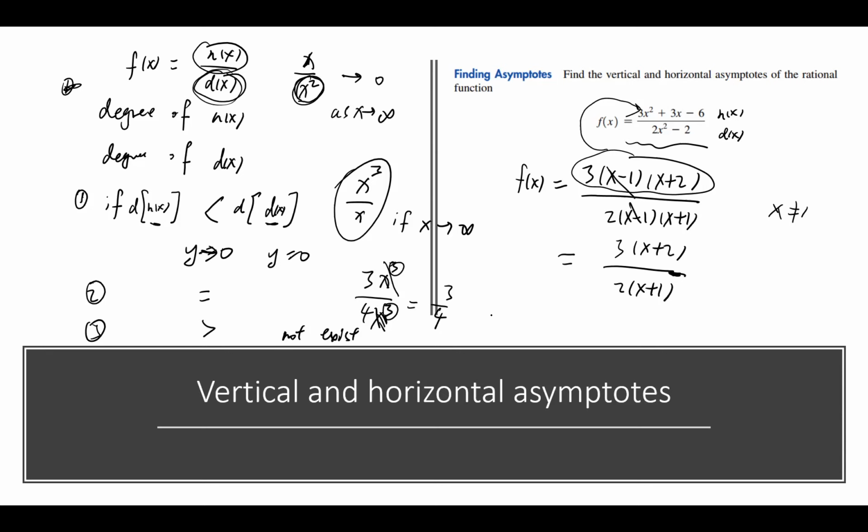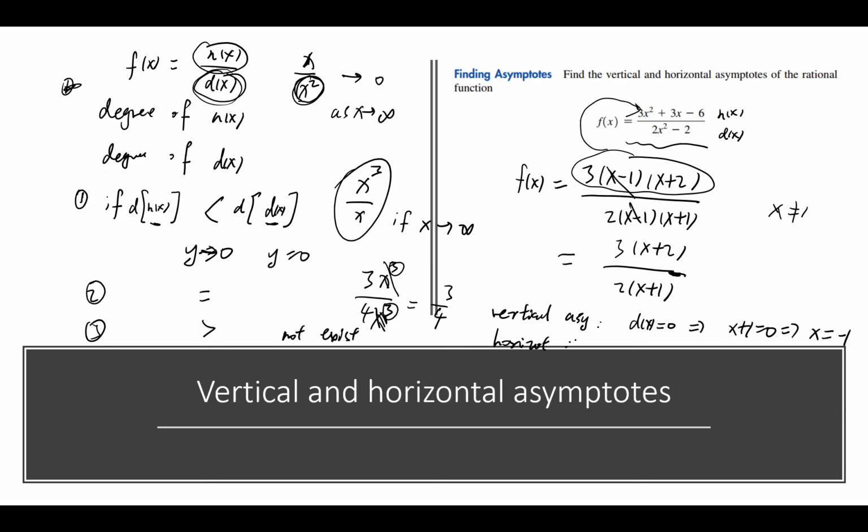Now, in terms of the vertical asymptotes, we look at making d(x) equal to 0, assuming that x plus 1 equals 0. That means our vertical asymptote, the line that the function approaches when we set the denominator equal to 0, is x equal to -1. So that's our vertical asymptote.